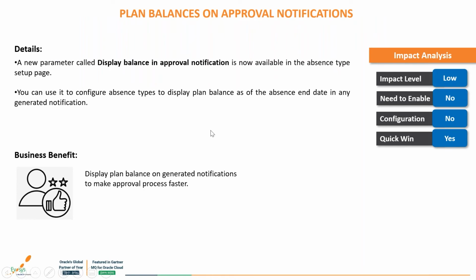Next, we have plan balances on approval notification. So this enhancement would allow the relevant approvers to view the absence plan balance when they receive an approval notification. To enable this, we would need to select the display balance in approval notification on the absence type setup page.